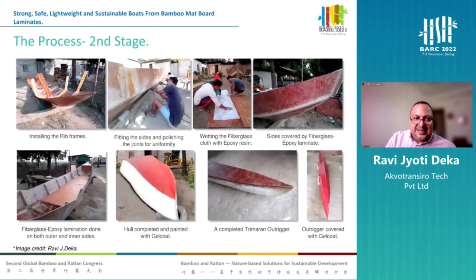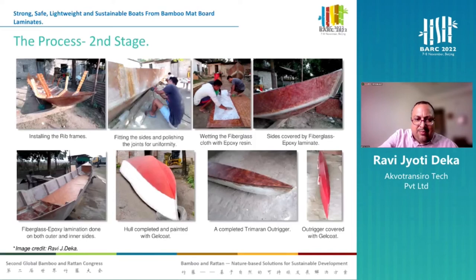Once the basic frame, the bottom, is built, you can see that we have installed the rib frames. The rib frames can be made from bamboo mat board. They can be made from laminated bamboo lumber. And we have been trying different materials, but to keep it all homogeneously bamboo. So once the frames are installed, we have installed the sides, which are done in the same way. They are pasted and then covered with epoxy and fiberglass. They're laminated. You can see in the fourth photograph that you have a very transparent, translucent cover for the hulls.